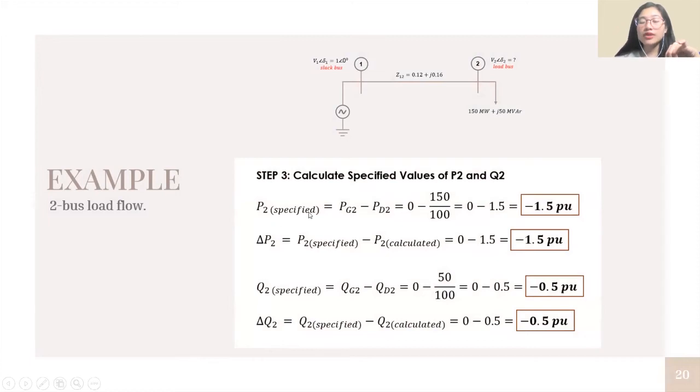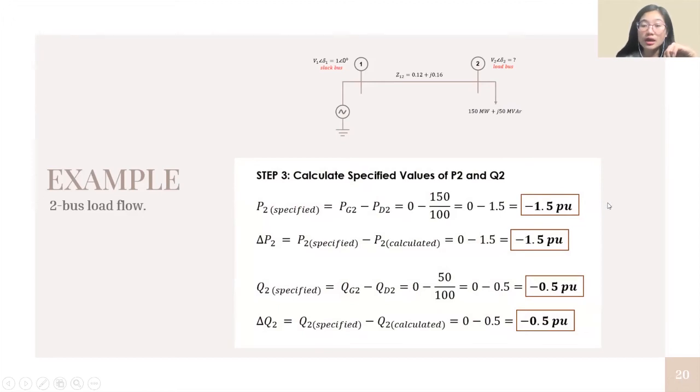Ang P2 specified natin has a formula of PG2 minus PD2, wherein since ang ating second bus natin is going to be a load bus, ang PG2 natin is going to be 0. So, minus siya sa ating PD2, which is yung nasa load natin. Yung real power natin is 150 megawatts. So, we have to divide it by 100 to arrive at an answer of 0 minus 1.5 equals negative 1.5 per unit.